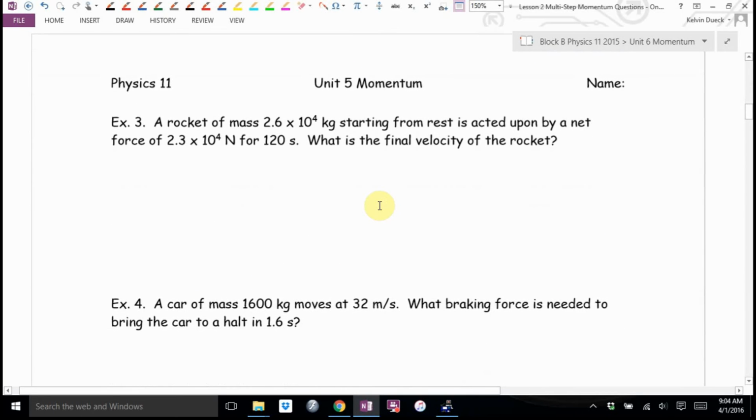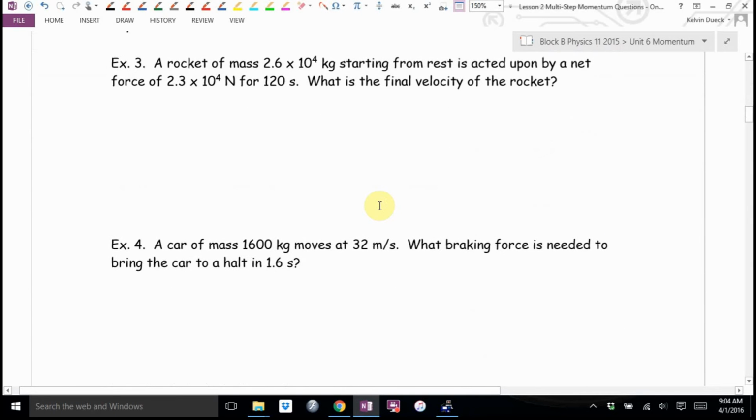Next page. Rockets. Rockets are great examples of momentum. A rocket of mass that, starting from rest, is acted upon by a net force of that for 120 seconds. What's the final velocity of the rocket? What's this question want me to find? VF.